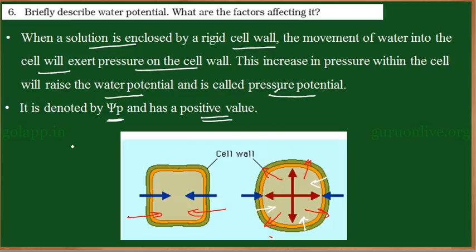So solute potential decreases the water potential value, so it is negative, whereas pressure potential increases the water potential value, so it is positive. So these are the two factors which affect water potential.